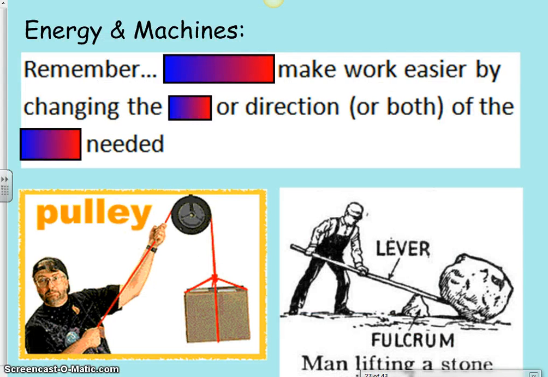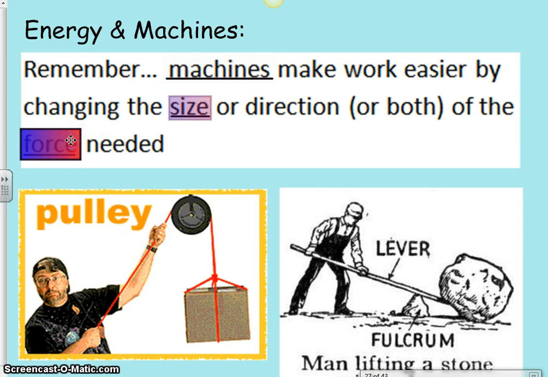Finally, I just want to give you a brief reminder about energy in machines. Remember, machines make work easier by changing the size or direction, or possibly both, of the force needed in order to do work. In the example on the left, the man pulling up the pulley, that box, is made easier by using that machine. The picture on the right shows the use of a lever and fulcrum, again, lifting a stone, making it easier.